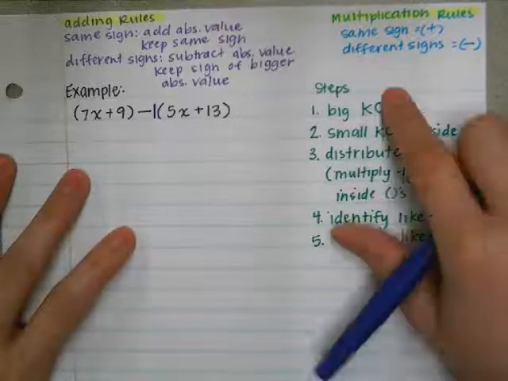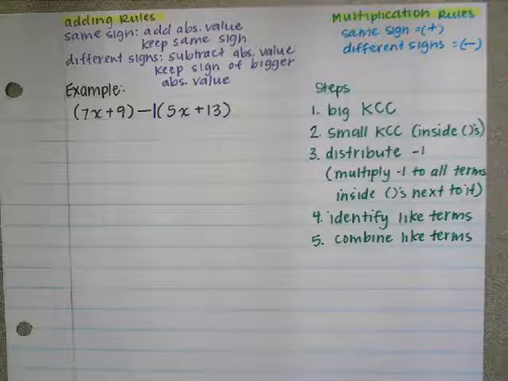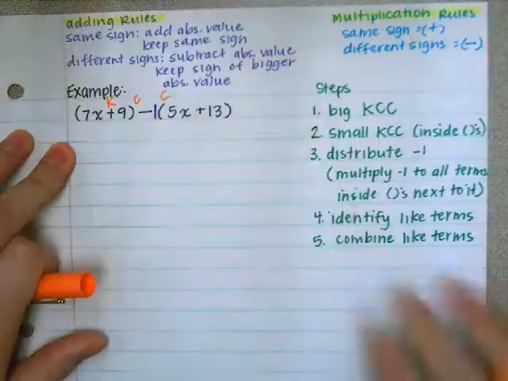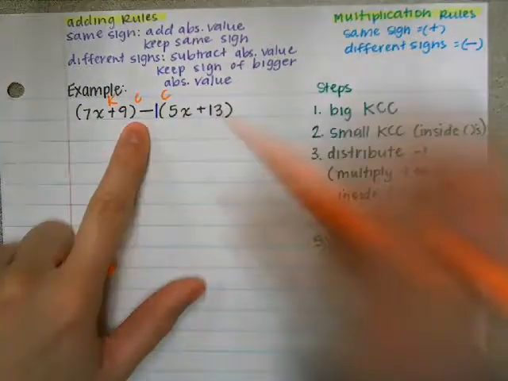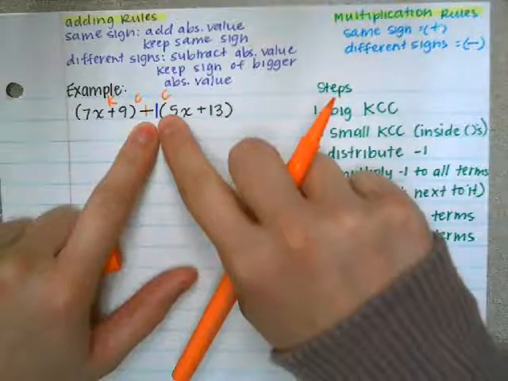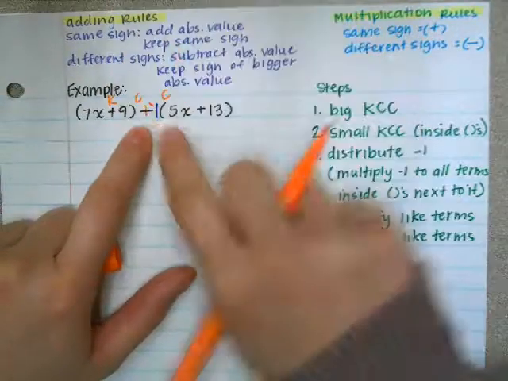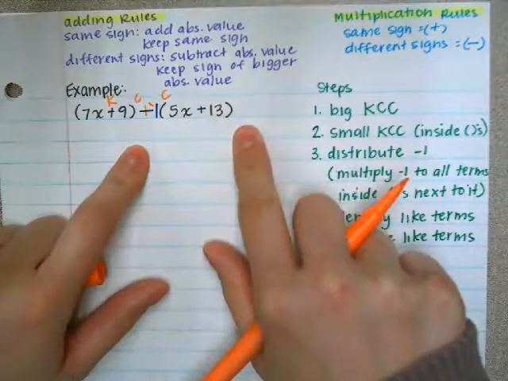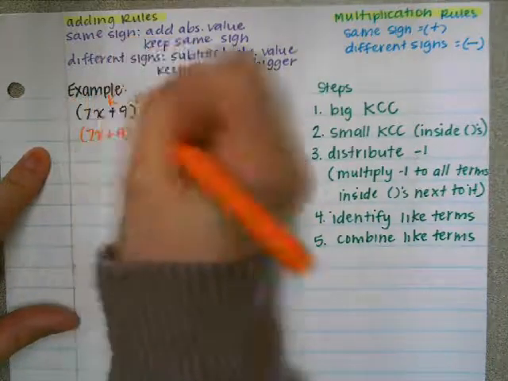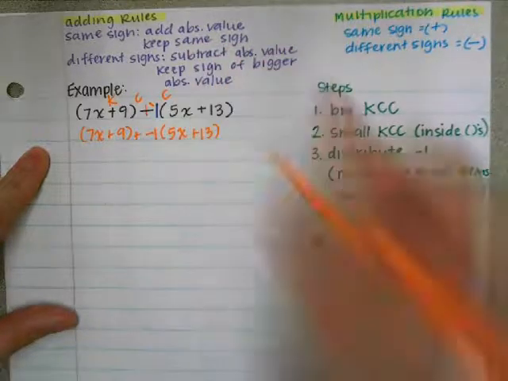So now I'm going to start with my steps over here. So I'm going to do my big keep, change, and I'm going to do that in orange. So I'm going to keep this, change, and change. So I'm going to keep 7x plus 9, change the subtraction to addition, and now I have this positive 1, 5x plus 13, make that a negative 1 times 5x plus 13. So now my expression reads 7x plus 9 plus a negative 1 times 5x plus 13.